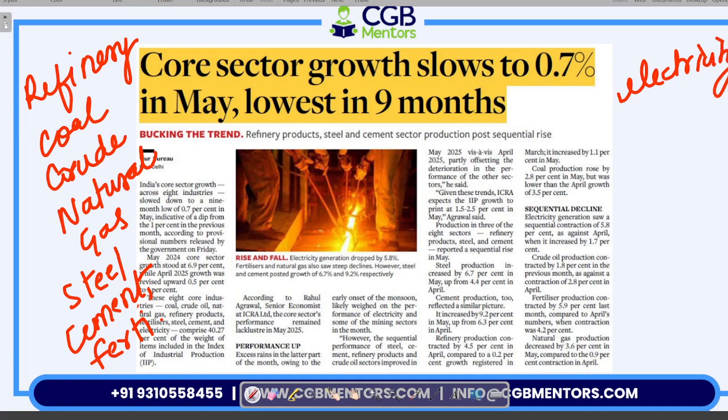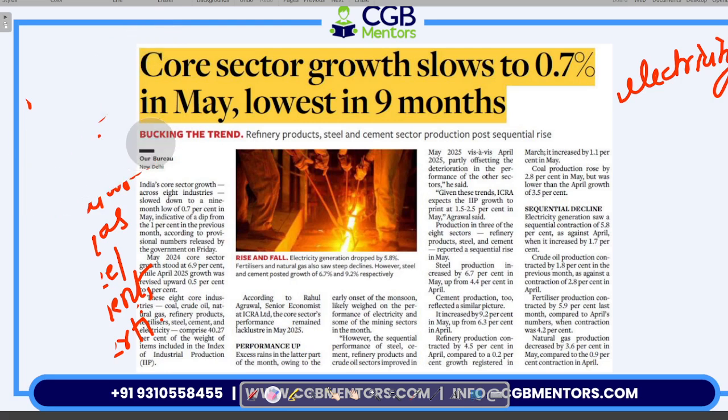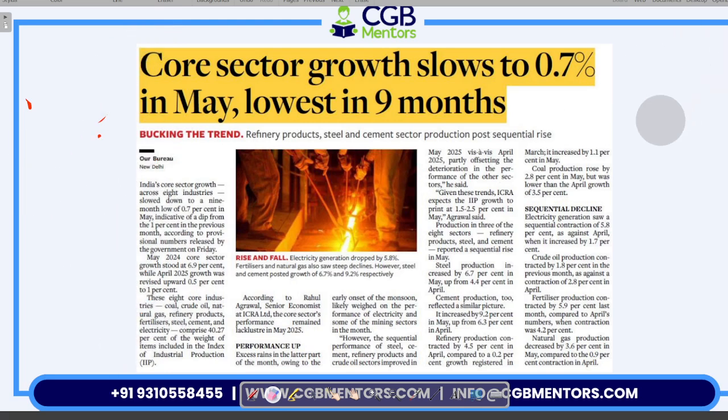Out of this, if anyone asks you which particular industry has got the highest weightage in the 8 core, so out of these 8 industries, refinery has got the highest weightage, and fertilizers has got the lowest weightage. Now, this particular article is suggesting that India's core sector growth across 8 industries has slowed down to a 9-month low. Now, why has there been such a low?